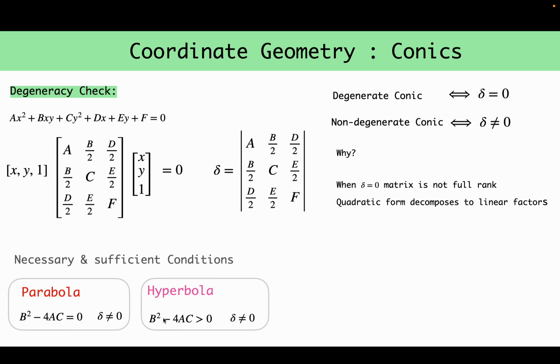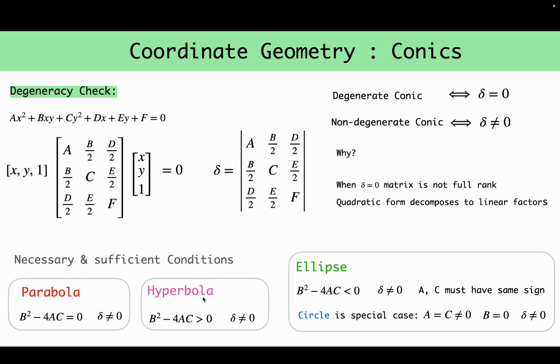And for b square minus 4ac greater than 0 and delta not equal to 0 gives us a hyperbola. And for an ellipse, b square minus 4ac should be less than 0 and delta should not be equal to 0, and a and c must have the same sign. So these are the conditions for an ellipse.